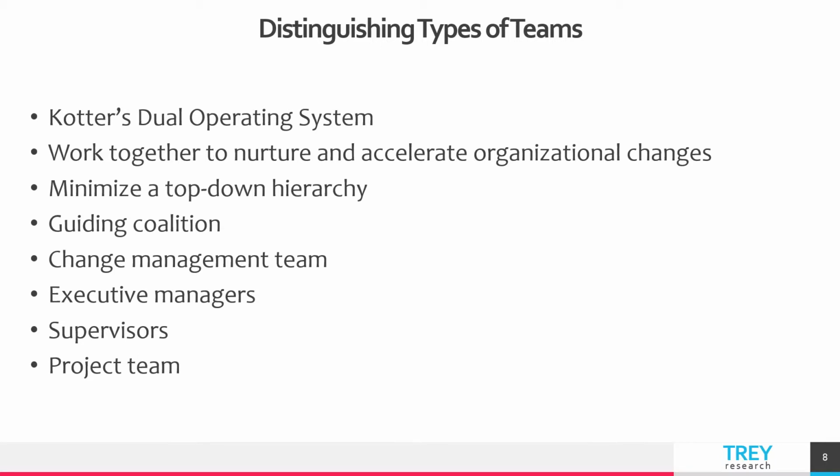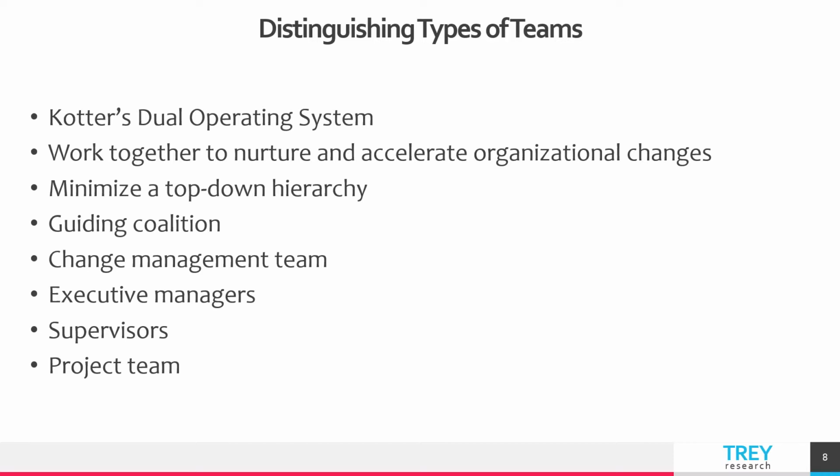Teamwork is a critical component associated with change management. According to Kotter's dual operating system, teams develop the change management strategy and plans. They have an integral part of enabling project success. Teams work together to nurture and accelerate organizational changes. It's important to also minimize the top-down hierarchy, as this type of system prevents open communication from occurring.